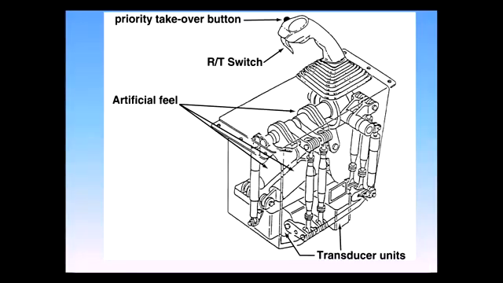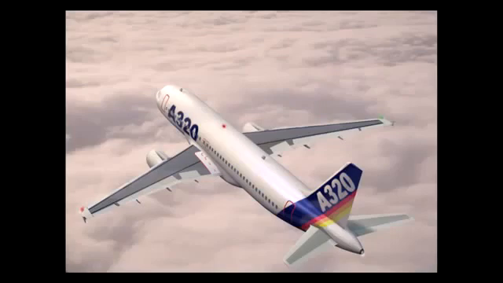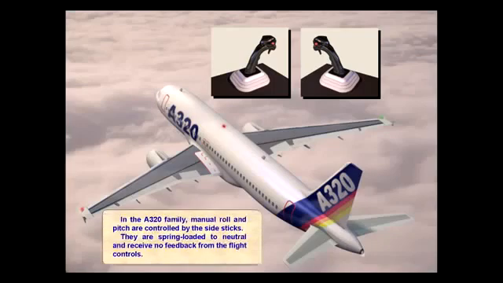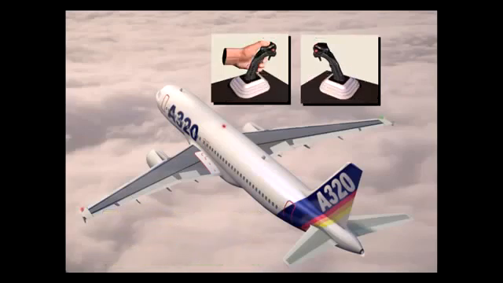This is a diagram of the inner workings of the side stick. In the A320 family, manual roll and pitch are controlled by the side sticks. They are spring-loaded to neutral and receive no feedback from the flight controls. Movement of one side stick will not cause movement of the other. In this case, as the left side stick is moved, the right remains in the neutral position.